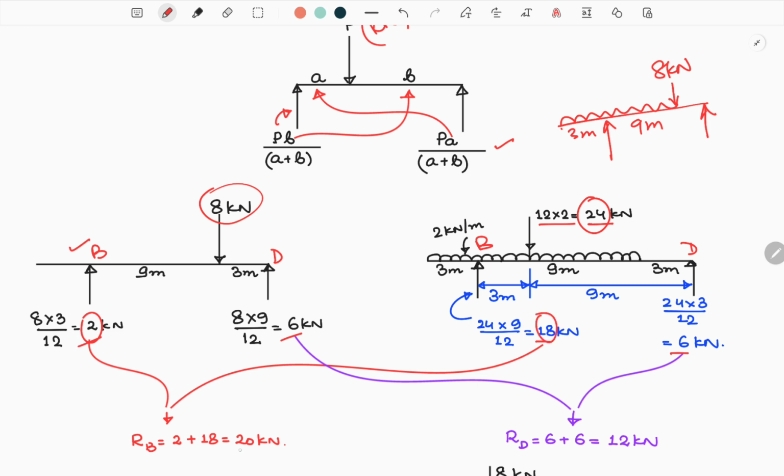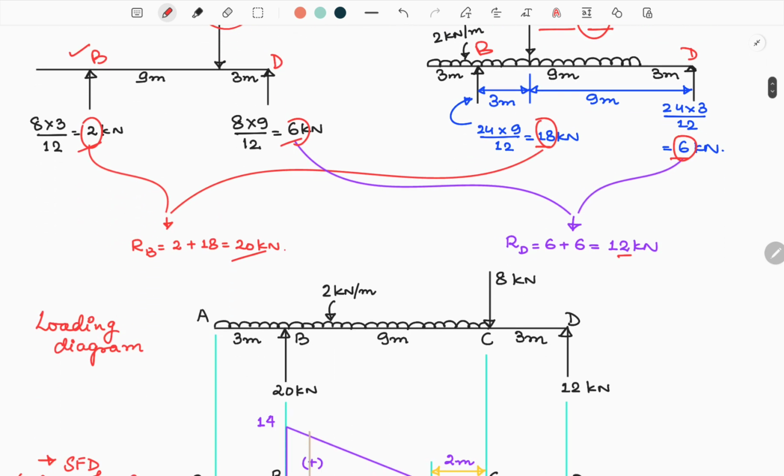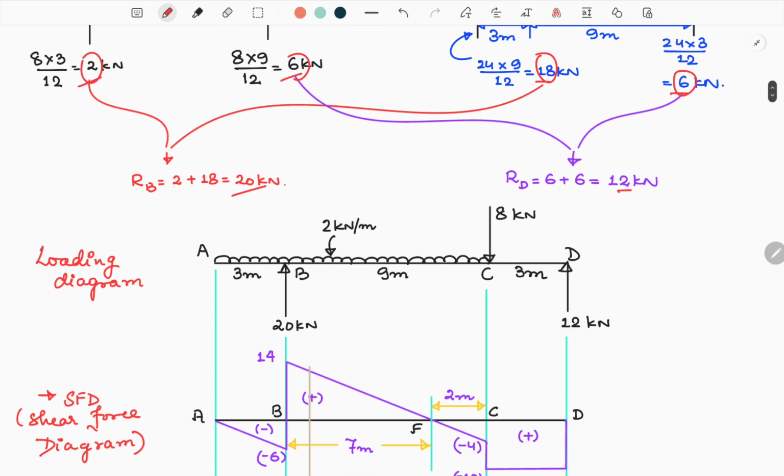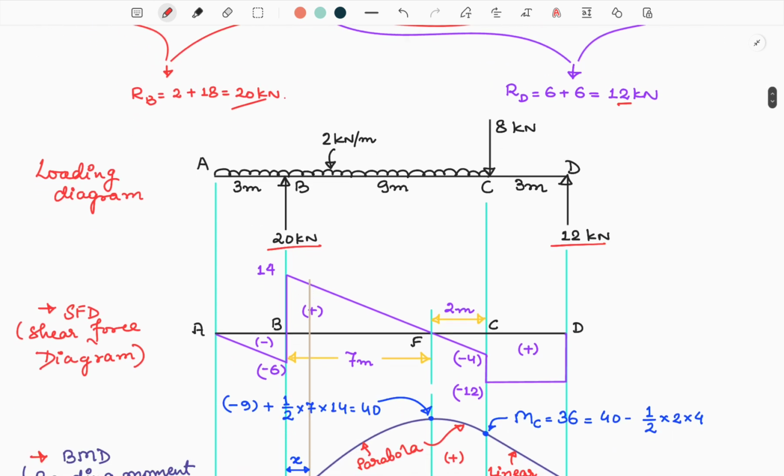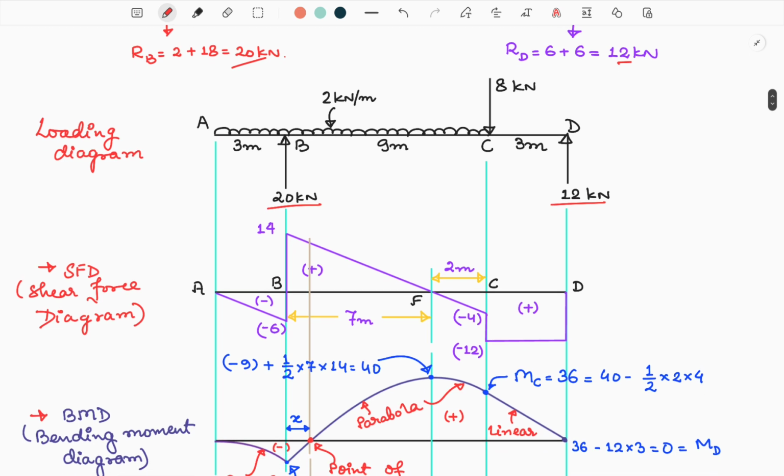Now the overall reaction load at B and D can be calculated by adding 2 and 18, which is 20, and at D 6 plus 6, that is 12. So for the given loading diagram, the total reaction at B will be 20 kilonewton and the total reaction at D will be 12 kilonewton. So once we have calculated the support reactions, we can draw shear force diagram and bending moment diagram.